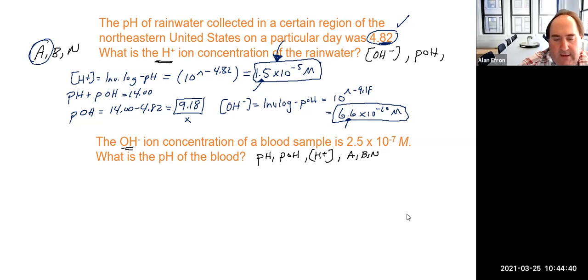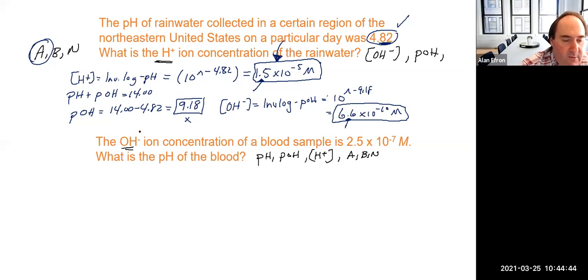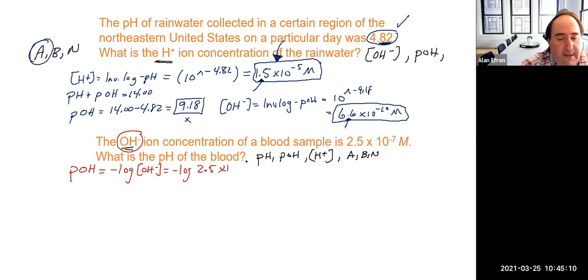All right, so if we look at the second one, taking the same approach, we have the OH minus. So you really do have a couple of options in this case. You could go into KW and get the H plus, and then get the pH that way. In this particular case, I'm going to calculate the pOH first, which is minus the log of our OH minus, which in this case is minus the log of 2.5 times 10 to the minus 7.